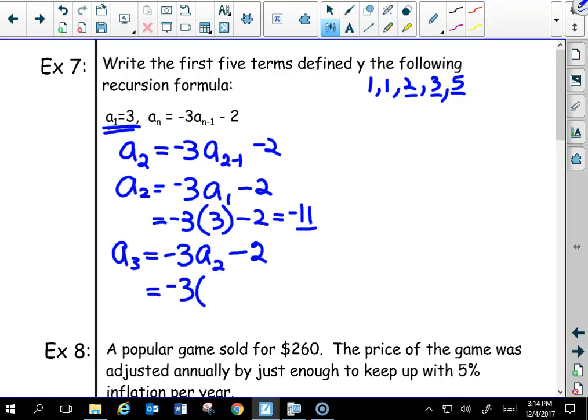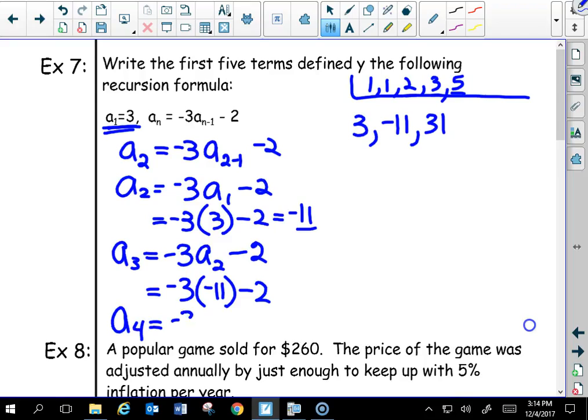Let's start keeping track of this. So my 5 terms are starting with a sub 1 of 3, then negative 11. Negative 3 times negative 11 is a positive 33. Positive 33 minus 2 is 31. And a sub 4 is going to be negative 3 times 31 minus 2. 3 times 31 is 93. Negative 93 minus 2 is negative 95.